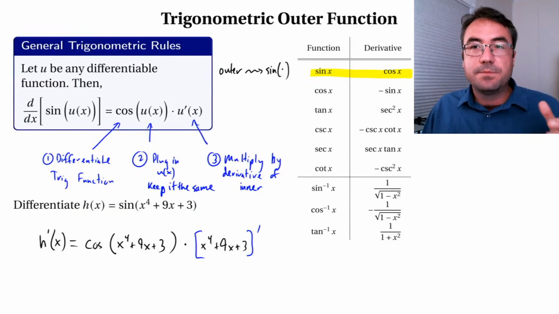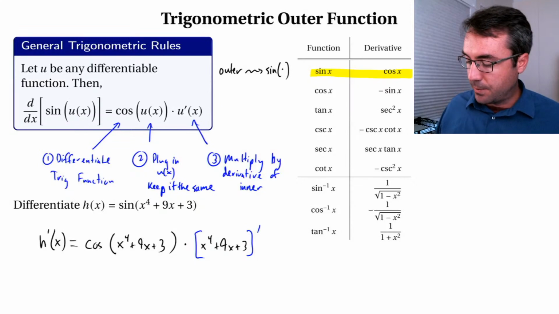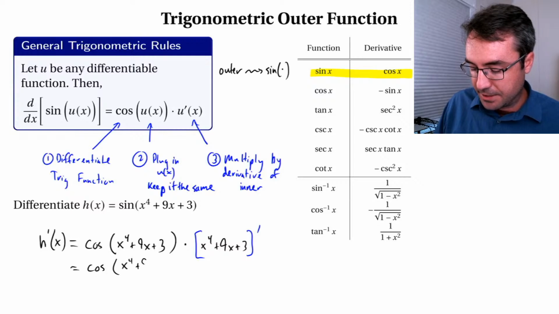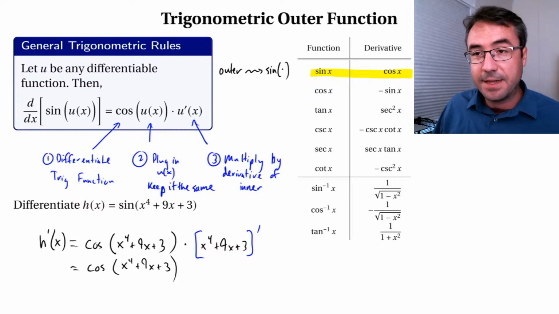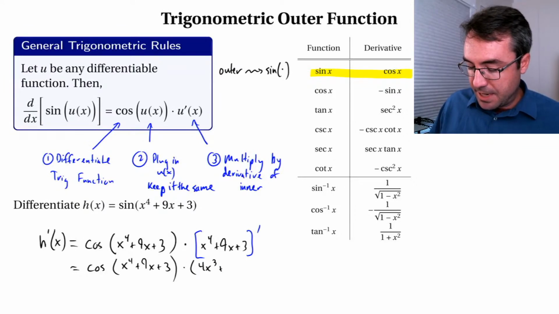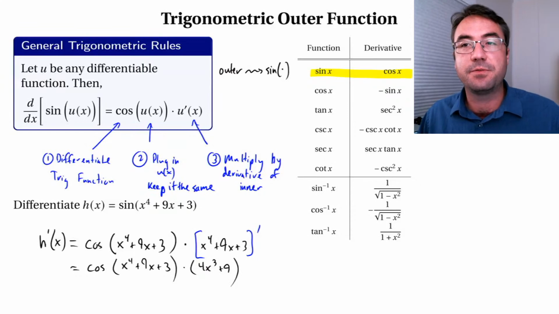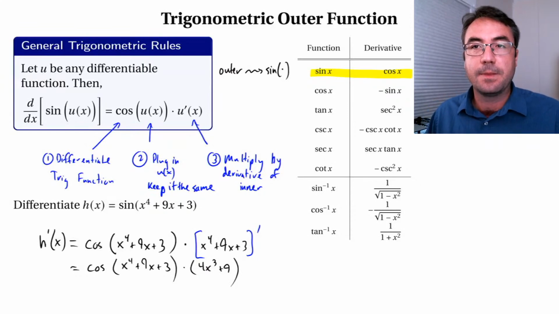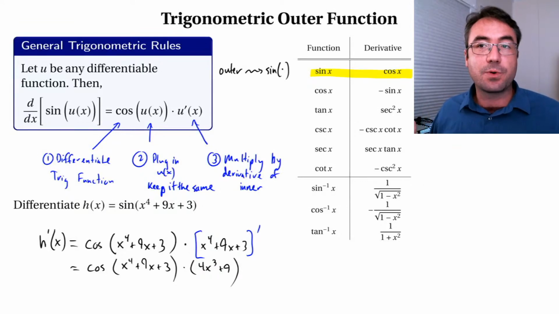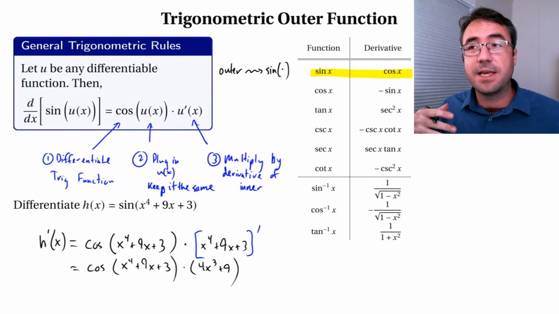And, same inner function as last time, so we already did that one. So we get that our derivative here is cosine of x to the 4 plus 9x plus 3. We're done with that, so that stays as is. And then if we differentiate, we get 4x cubed plus 9 for our derivative of our inner function. So that's how the chain rule works if our outer function is trig, or even inverse trig, same idea.